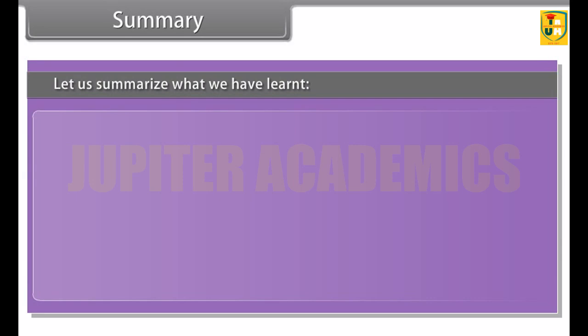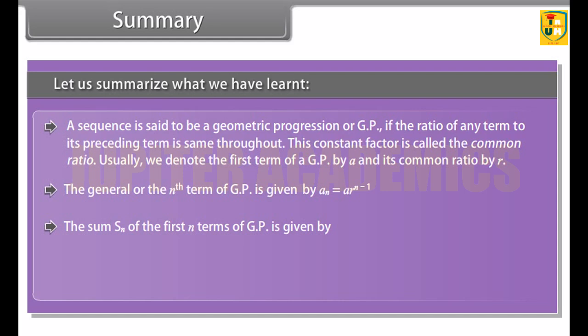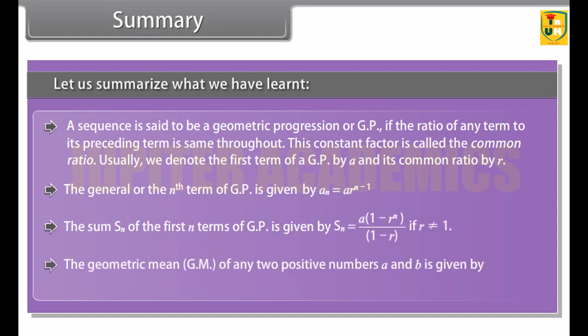Summary. Let us summarize what we have learnt. A sequence is said to be a geometric progression or GP if the ratio of any term to its preceding term is same throughout. This constant factor is called the common ratio. Usually we denote the first term of a GP by A and its common ratio by R. The general or nth term of GP is given by, and the sum Sn of the first n terms of GP is given by. The geometric mean of any two positive numbers A and B is given by, that is, the sequence A, G, B is GP.